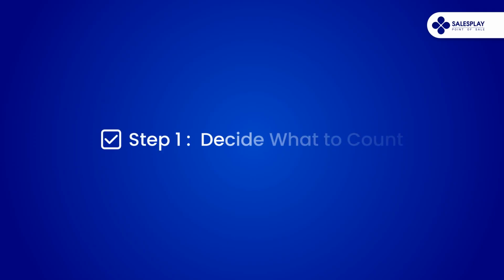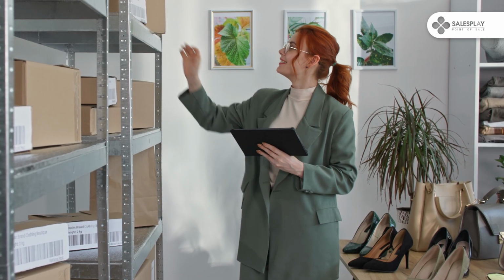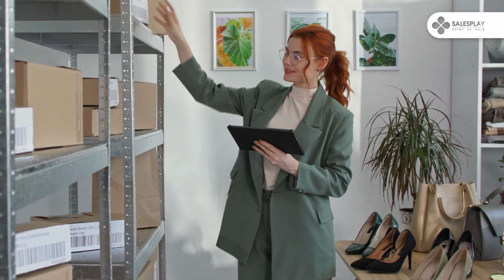Step 1. Decide what to count. Start by choosing which items you want to count. It can be everything in your store or just important products like your top sellers.